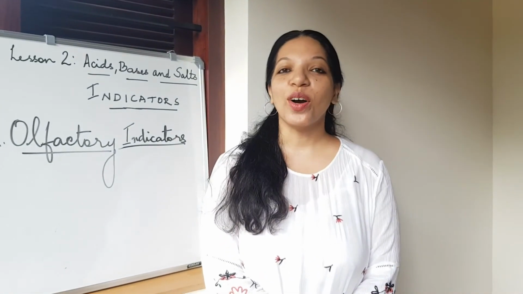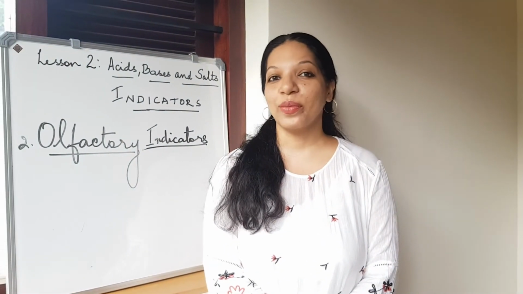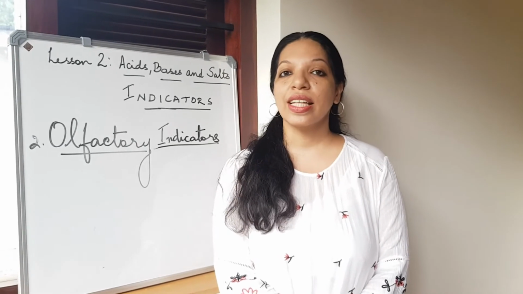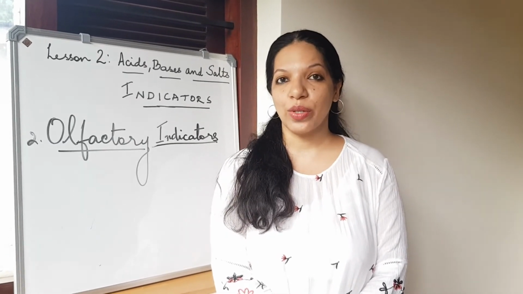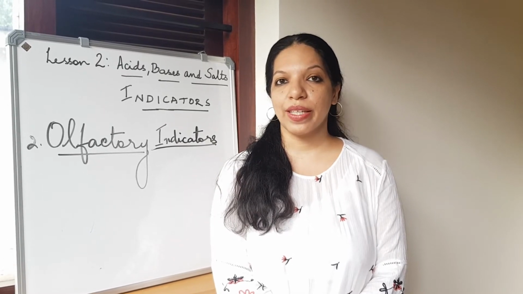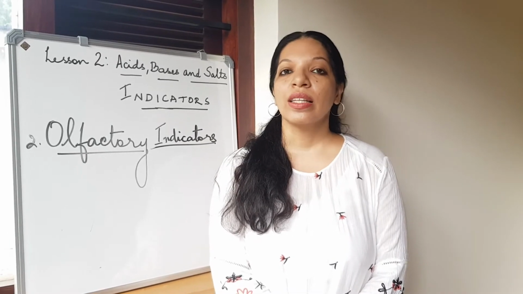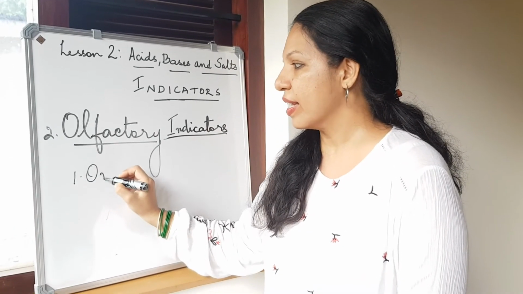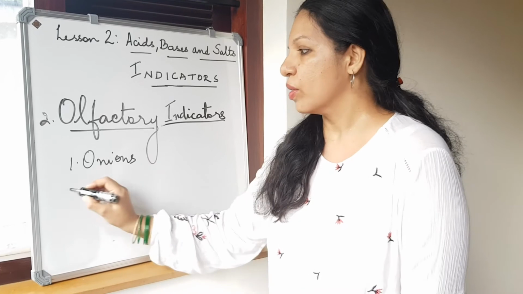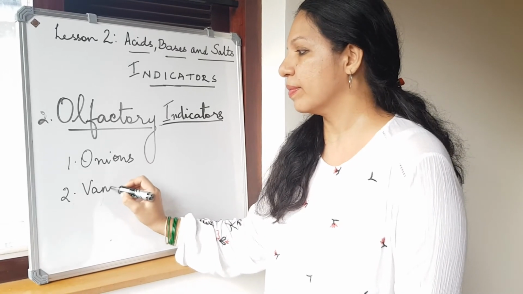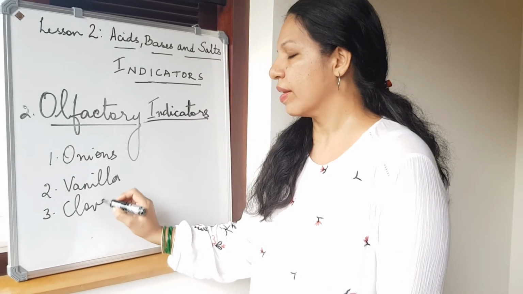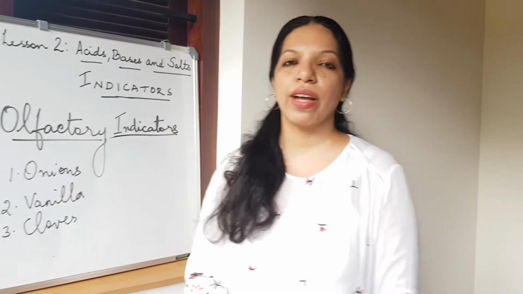Now we move on to olfactory indicators. This is a very interesting topic. Olfactory indicators are substances that change smell in acid and base solutions or acid and base medium. They show different smell. Examples of olfactory indicators are 1. Onions, 2. Vanilla, 3. Cloves. These are examples of olfactory indicators.